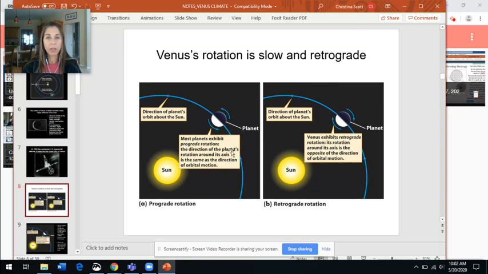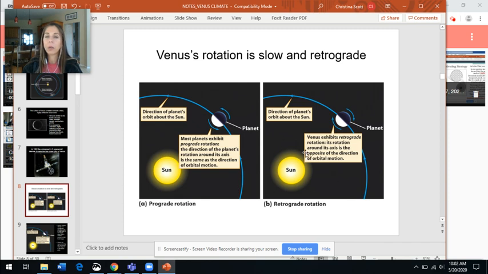Most planets exhibit what we call prograde, pro meaning forward, rotation. The direction of the planet's rotation around its axis is the same as the direction of orbital motion. So counterclockwise for rotation, counterclockwise for orbital direction.